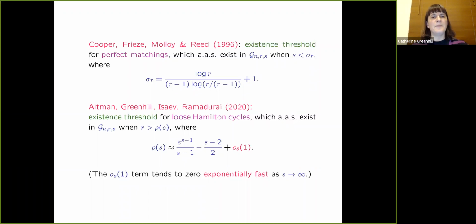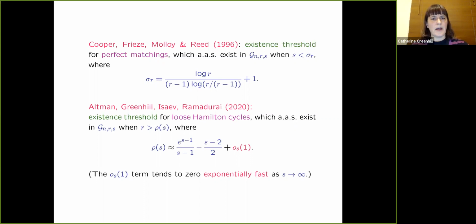asymptotics today. So if R is bigger than this, e to the s minus 1 divided by s minus 1 and some corrections, then you have a loose Hamilton cycle with probability tending to 1, and we've got the distribution and everything. And if R is too small, or even equal to rho of s, which happens once, then you don't have any loose Hamilton cycle, with probability tending to 1. And it's notable maybe that the little o of 1, the terms that I've left out, they're exponentially small with respect to s.